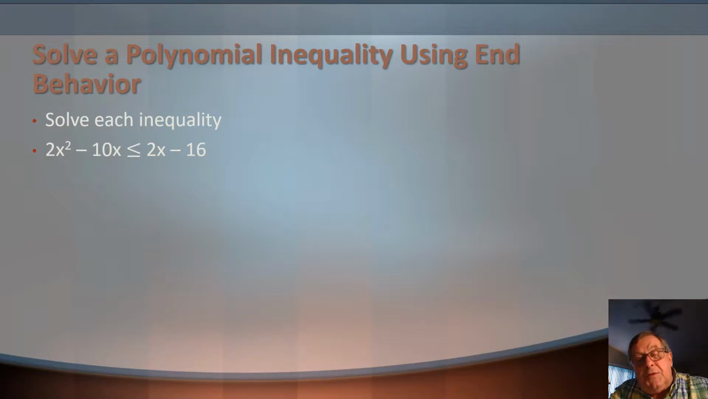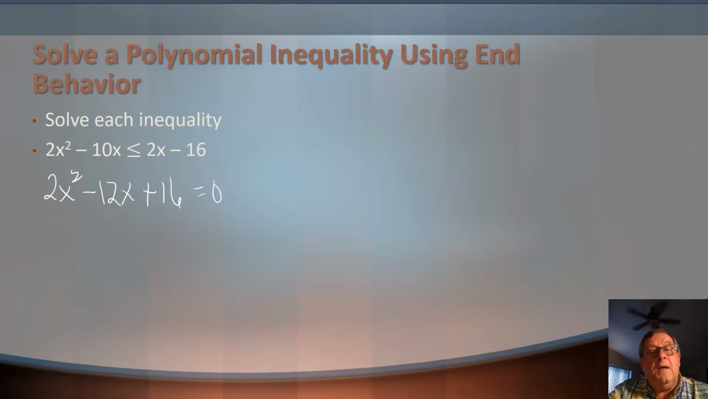As we do that, I would have 2x squared, then negative 10x, but I'm going to move the negative 2x over, and it's going to become a negative as well. So then it's going to be negative 12x. And as I move the negative 16 across, it becomes positive, so I get plus 16, and we're going to say that's equal to 0.